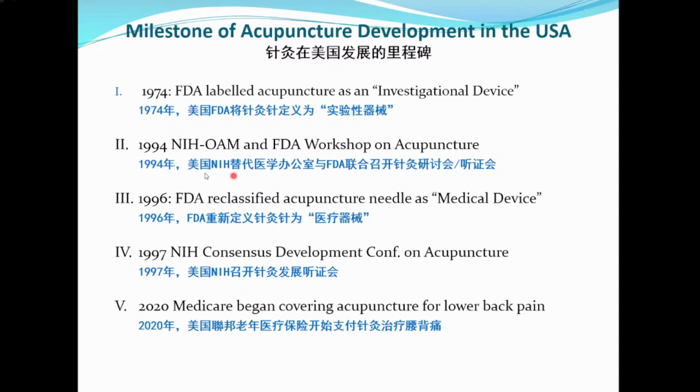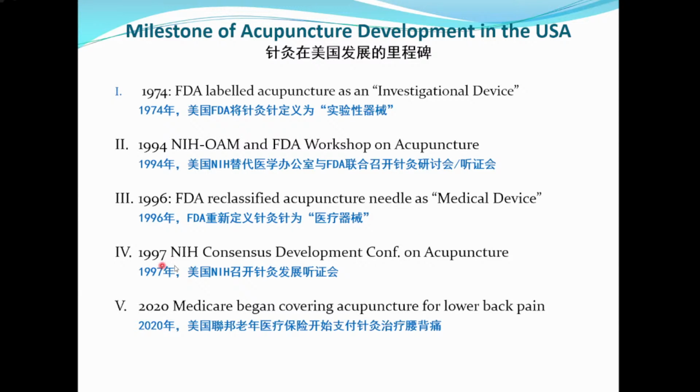But 20 years later, in 1994, the NIH, National Institutes of Health, the Office of Alternative Medicine and the FDA together held a workshop on acupuncture. They listened to hearings to see what the evidence of acupuncture was for the treatment of different diseases. Two years later, in 1996, the FDA decided to reclassify the acupuncture needle as a medical device. Since then, acupuncture has become mainstream medicine, and can be used by any hospital or physician since 1996.